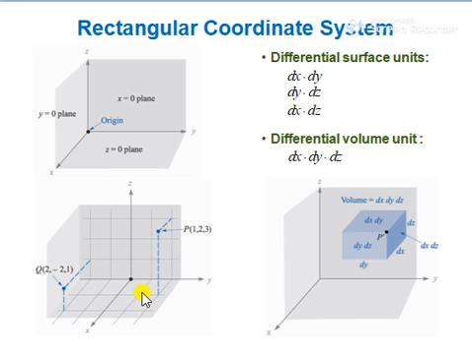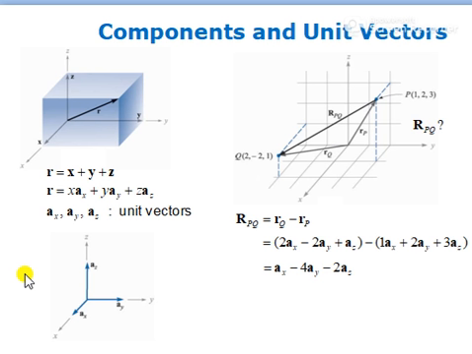Now next we see the components of a vector and unit vectors. So what is a vector? Vector is nothing but something which will have a certain magnitude, components and directions. So here x, y, z are the components and ax, ay, az are the directions, and those are also called unit vectors or base vectors. So ax, ay, az are the unit vectors, the directions.